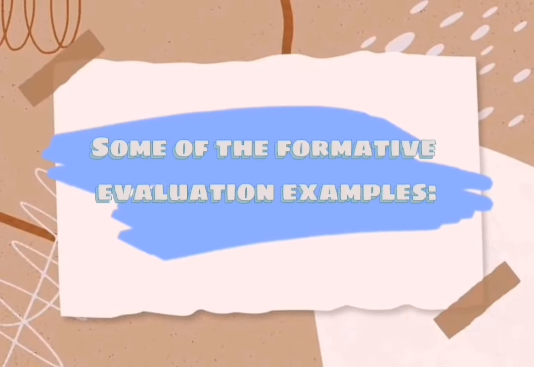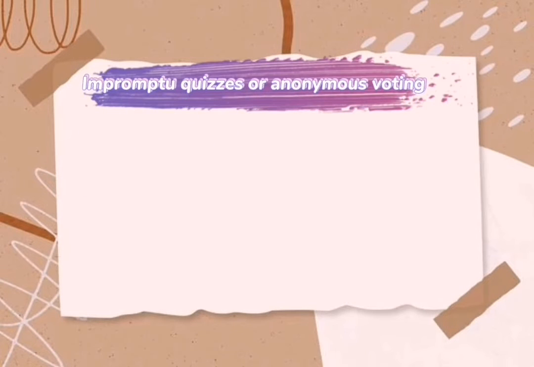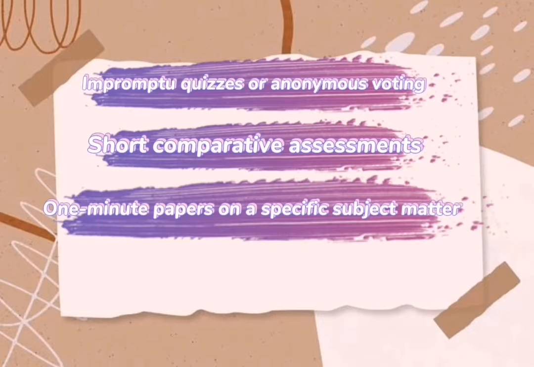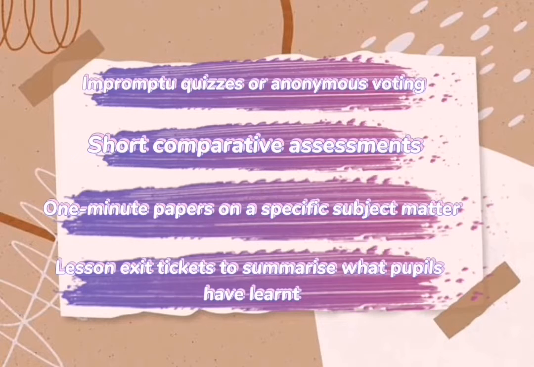Here are some of the formative evaluation examples. First, impromptu quizzes or anonymous voting. Second, short comparative assessments to see how pupils are performing against their peers. Third, one-minute papers on a specific subject matter. Fourth, lesson exit tickets to summarize what pupils have learned.